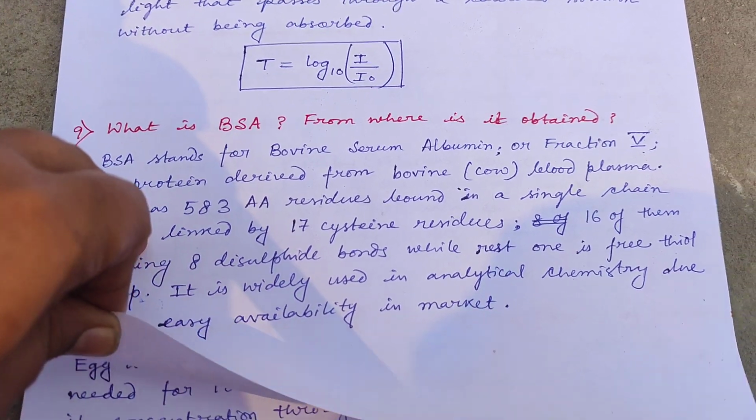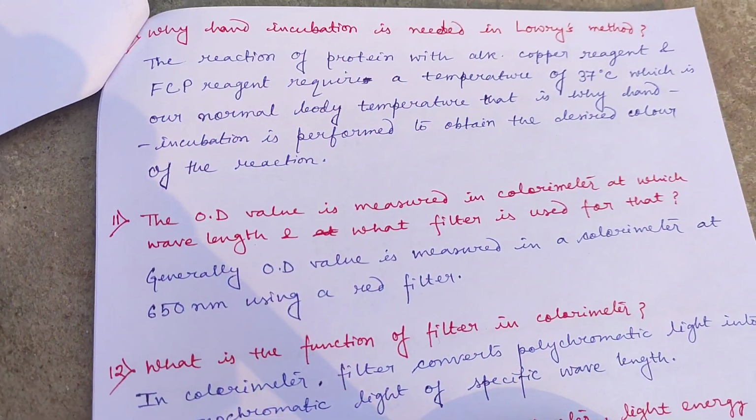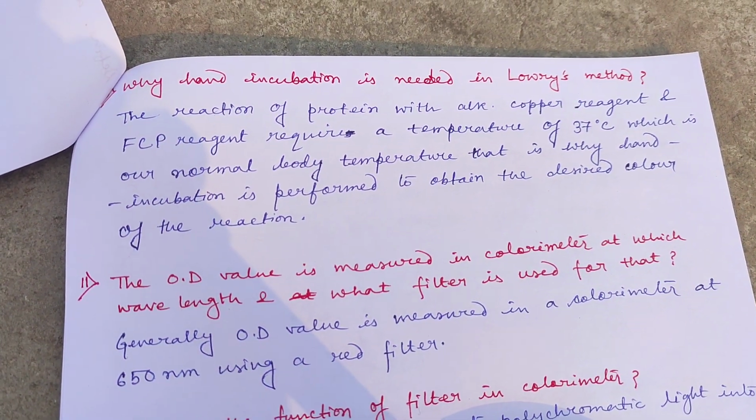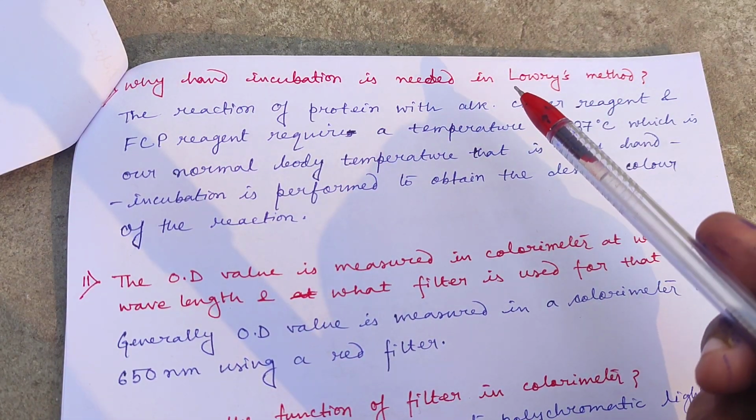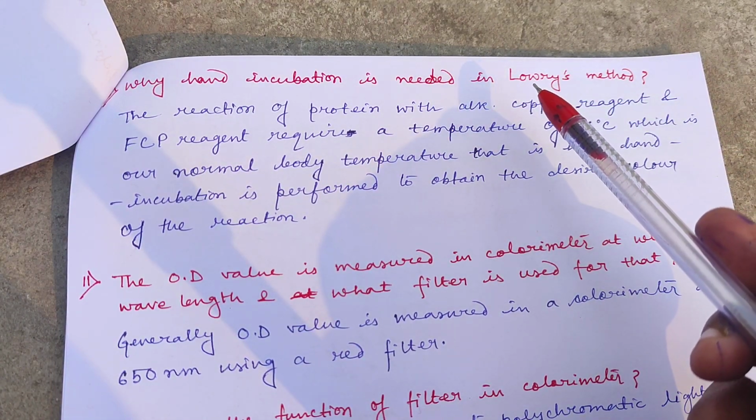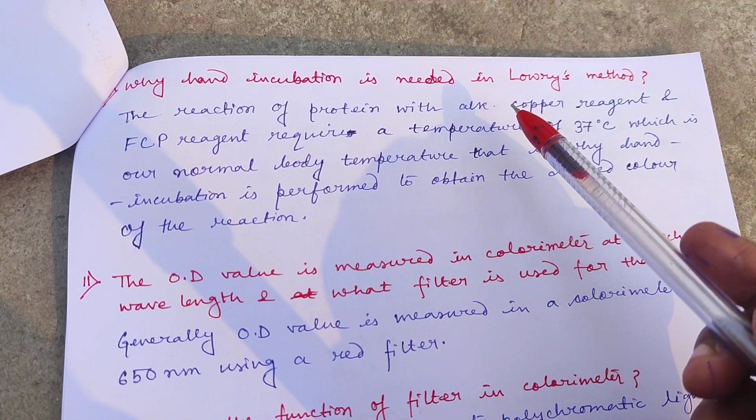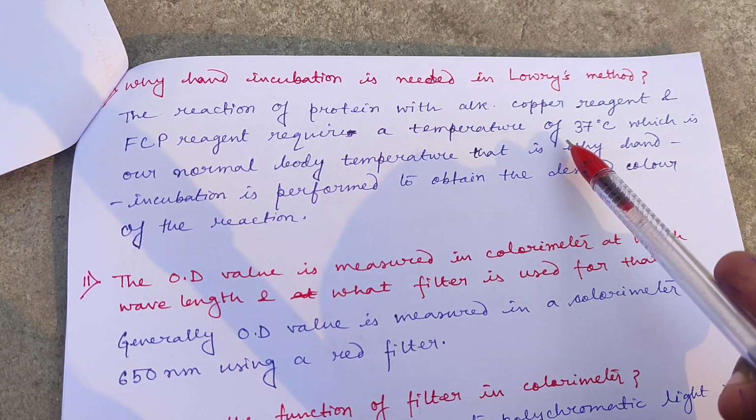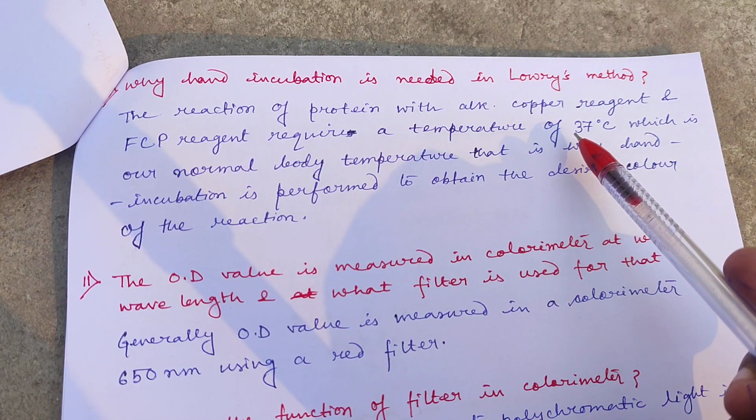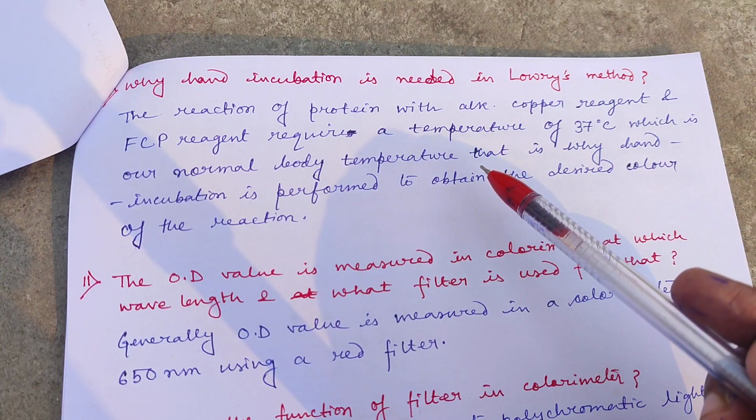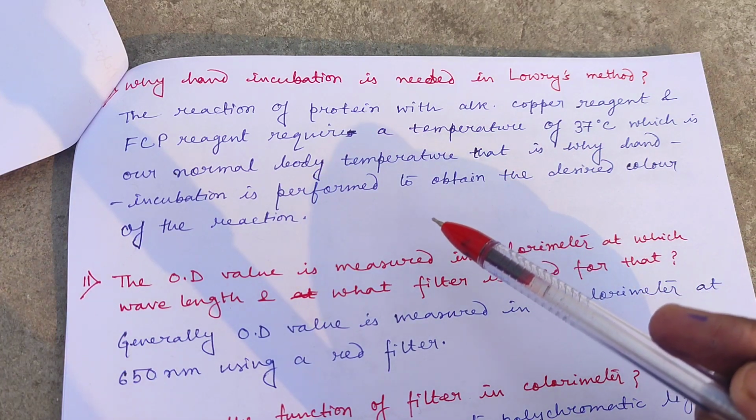Okay, got it. Now coming to the next question. Why is hand incubation needed in Lowry's method? See, in Lowry's method, for the two reactions, that is the first reaction with copper reagent and the second reaction with Folin-Ciocalteu reagent, the required temperature is 37 degrees Celsius, which is our body temperature. So for that reason, the reaction is performed by hand incubation.